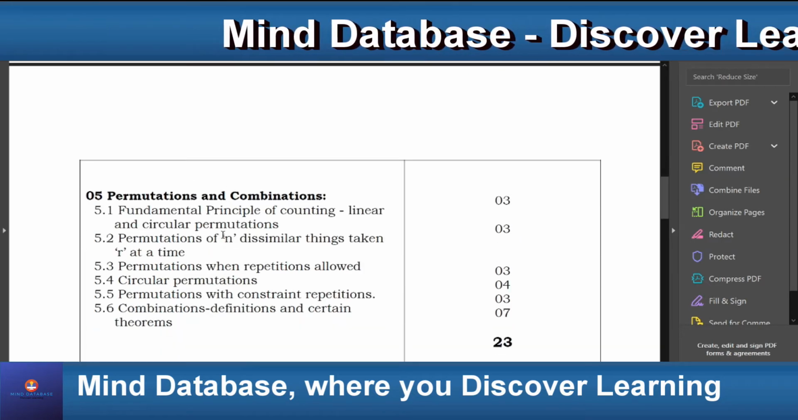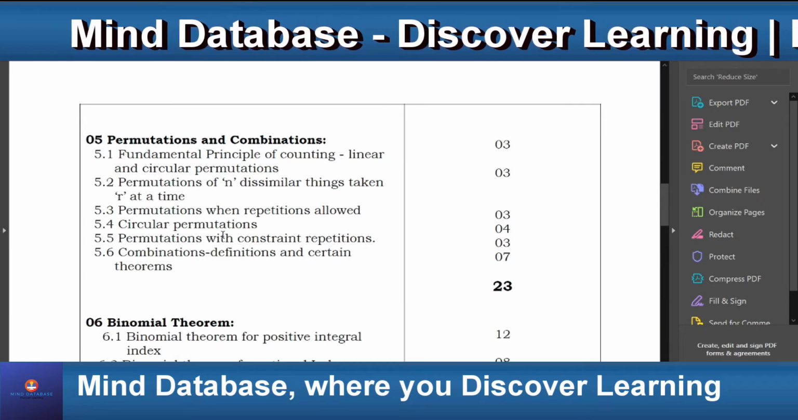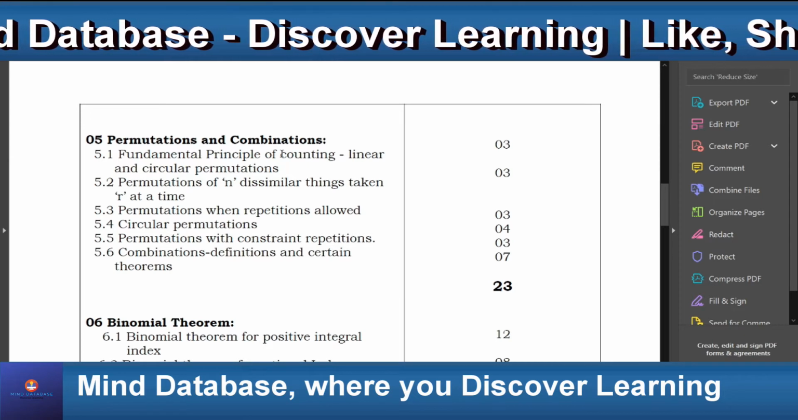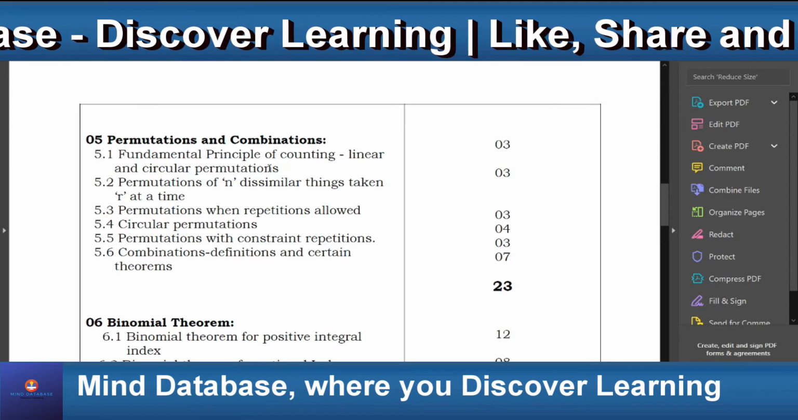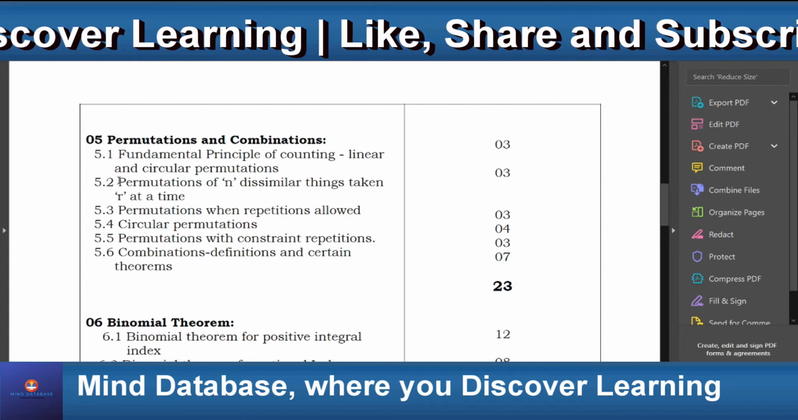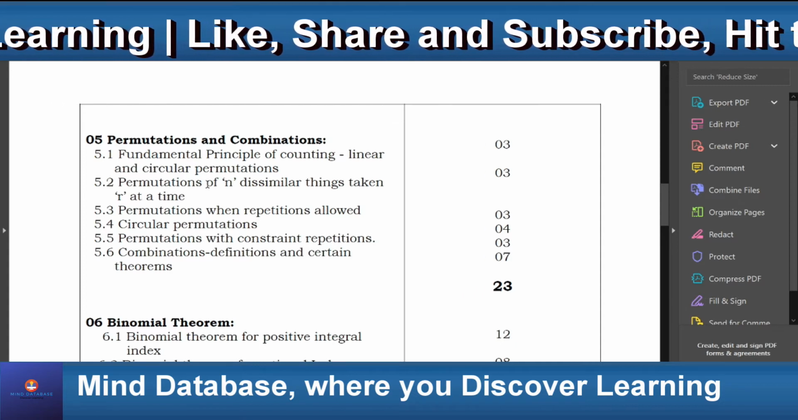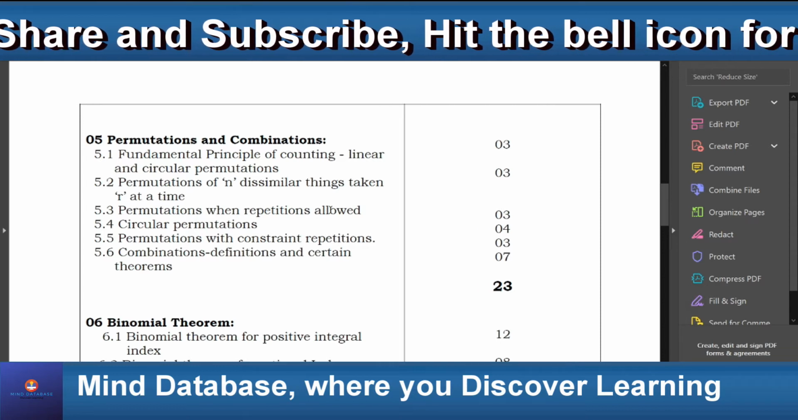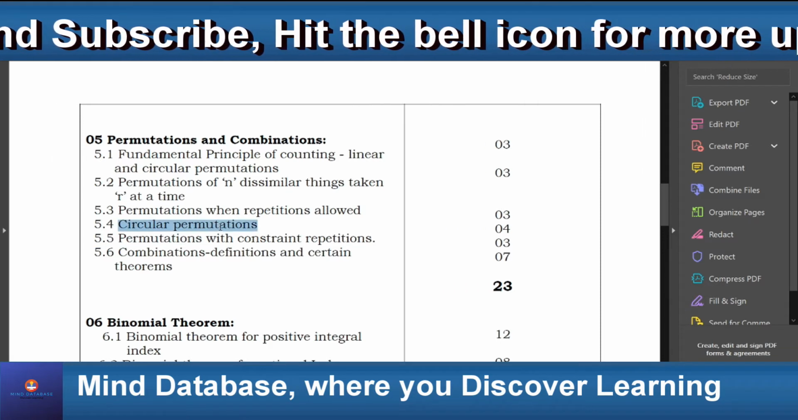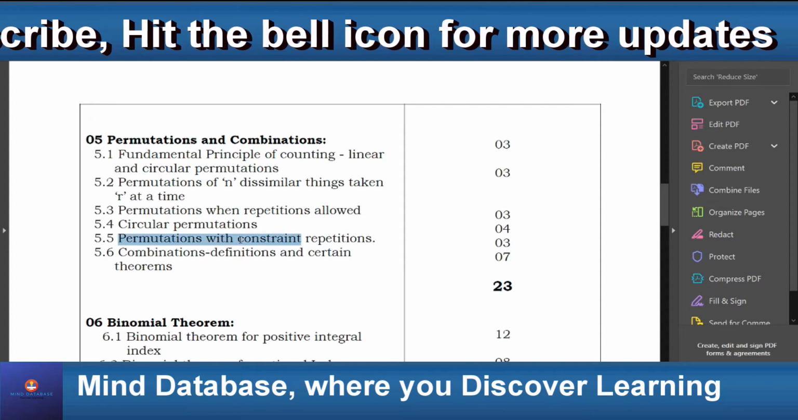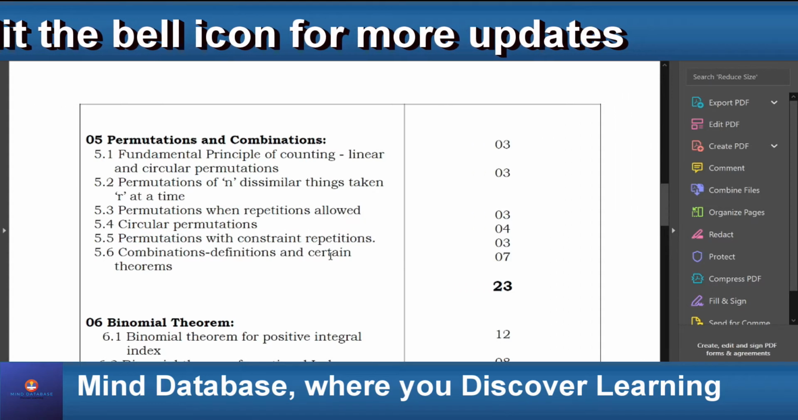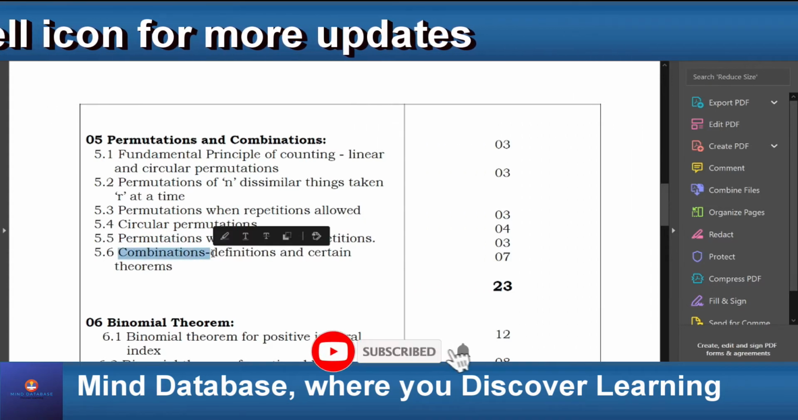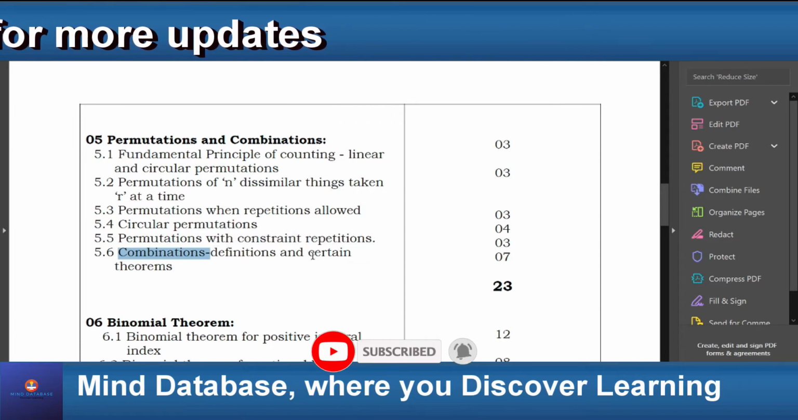So, fifth chapter. In this chapter, we learn about the fundamental principle of counting, linear and circular permutations, permutations of n dissimilar things taken r at a time, permutations when repetitions are allowed, circular permutations, permutations with constrained repetitions, combinations that are definitions and certain theorems.